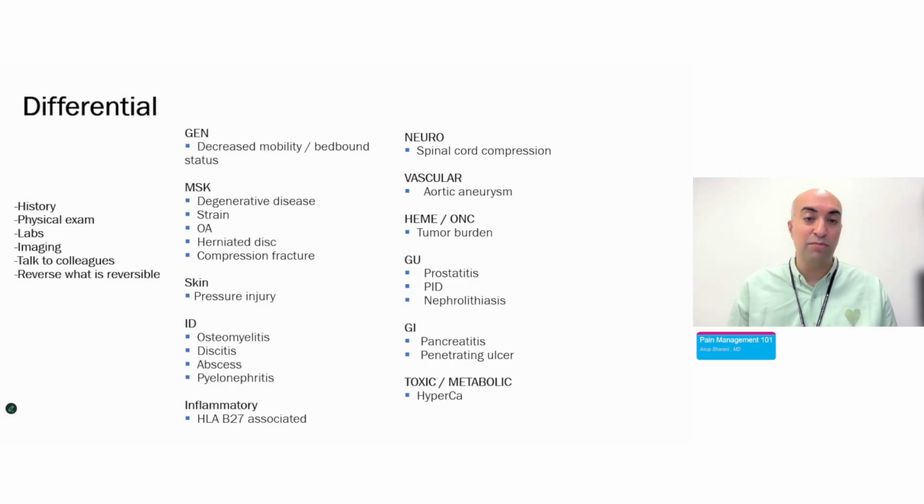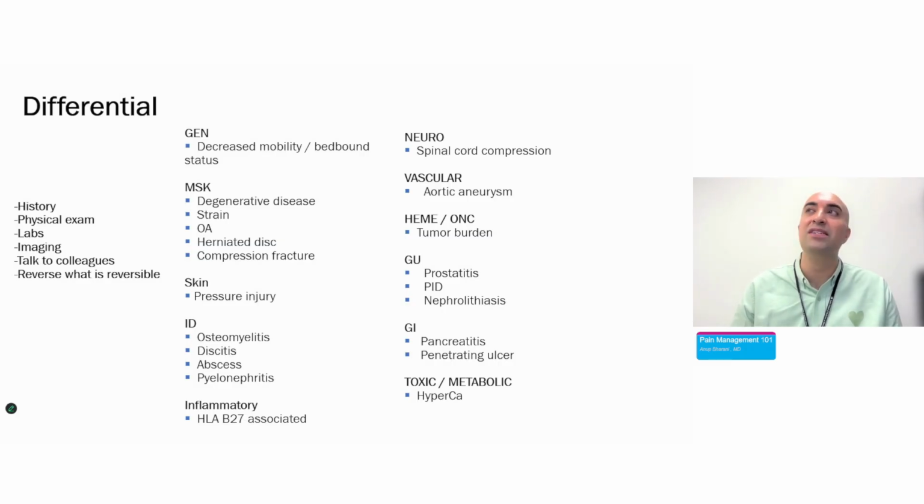Check his back. Does he have some sort of pressure injury that's been impacting his pain syndrome? He's on therapy, presumably for his myeloma. He's immunosuppressed. Is he at risk for any sort of infectious syndrome? He's of an age where he's in the second peak of some sort of HLA-B27 associated inflammatory disease. Could he have cord compression from his myeloma? Does he have other comorbidities that put him at risk for vascular injuries? Does he have some sort of penetrating ulcer, pancreatitis, or metabolic syndrome like hypercalcemia?